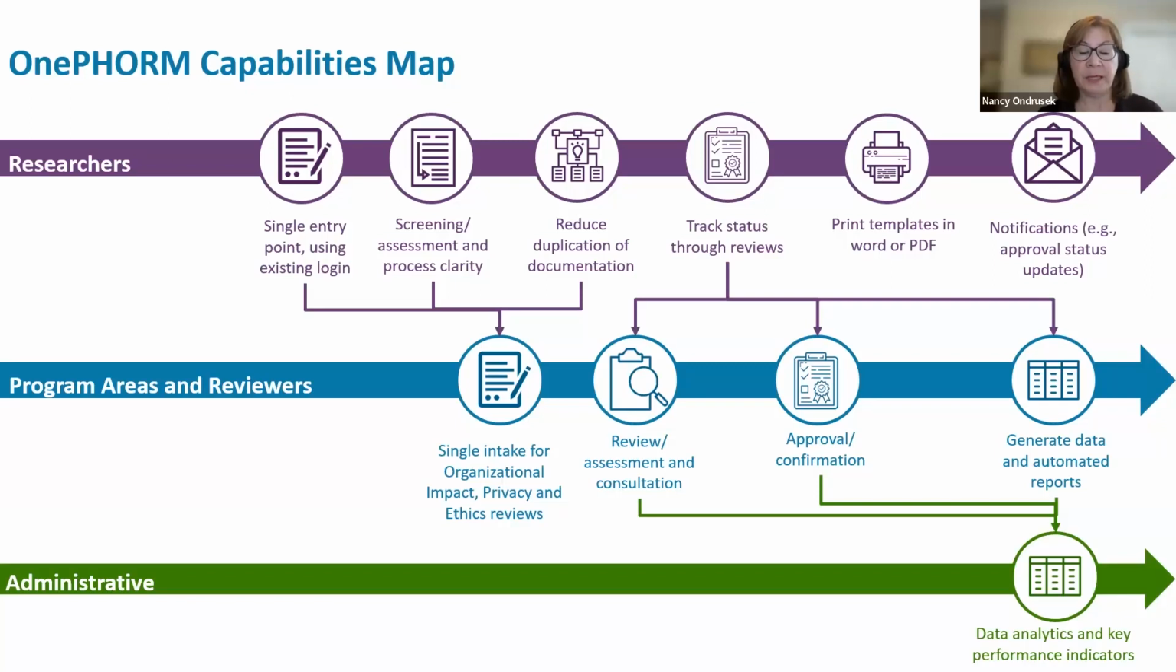For program areas and reviewers, the single intake ensures that all reviewers are looking at the same version of a project. Project reviews and approvals are tracked, and reports can be pulled about the projects submitted and your review activity. And then finally, at the organization level, the green line, OnePHORM provides a new opportunity that we haven't had yet at PHO to look at all projects entering the review process. We can generate data such as volume and types of projects and look at turnaround times.